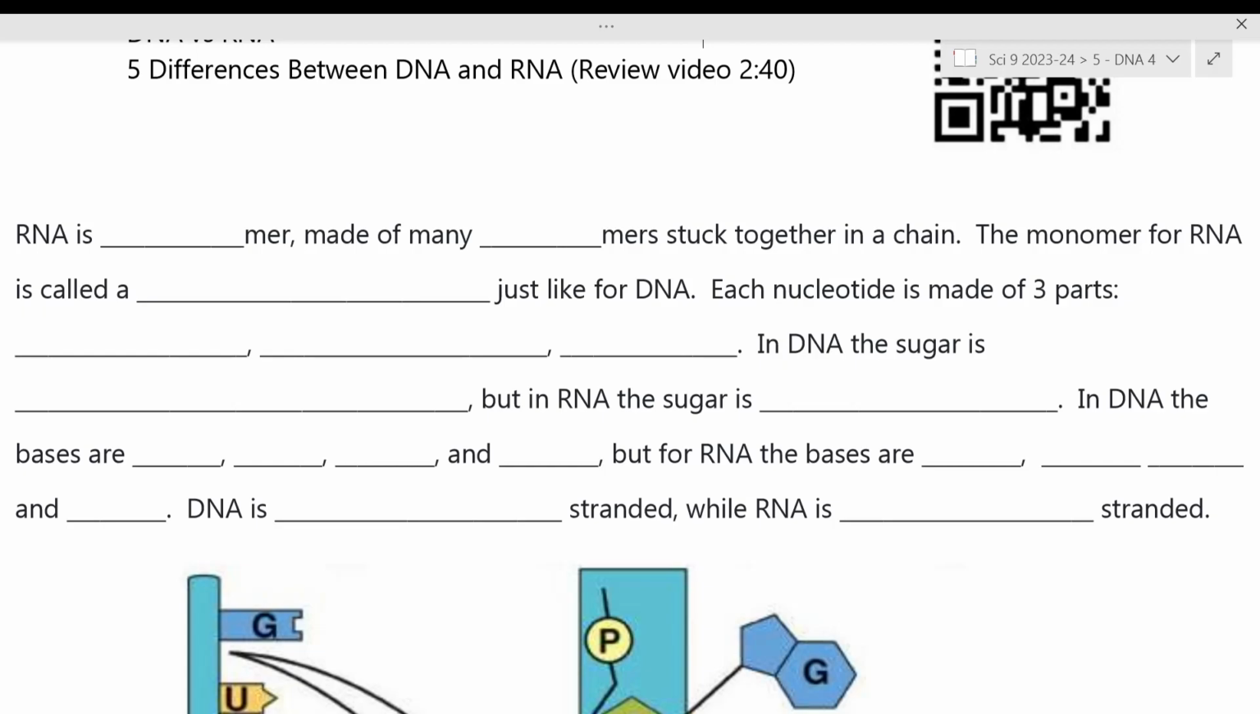Is RNA a monomer or is RNA a polymer? Polymer is like monomer is like one. So it's just like RNA is smaller, so it makes it a monomer. Also, it's like polymer.